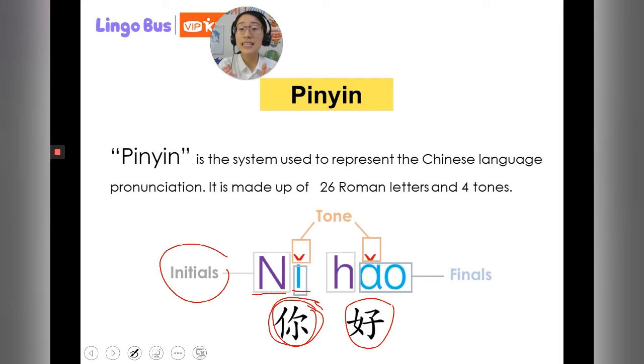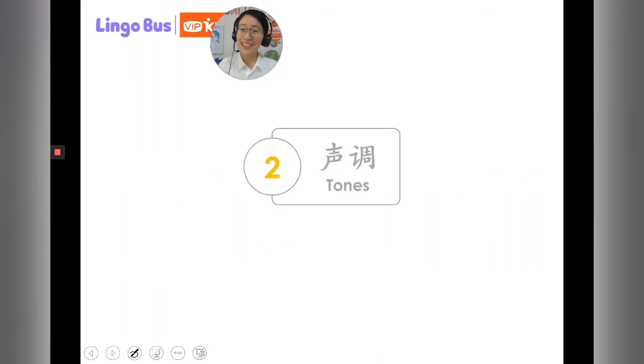So together, the whole syllable is 你. For the second character 好, the initial is h, the final is ao, together is 好. As you can see, there is a tone mark right above the final. The tone mark tells you which tone this syllable has, and in Chinese, tones play a very important role. Now we're going to figure out why it is so important.